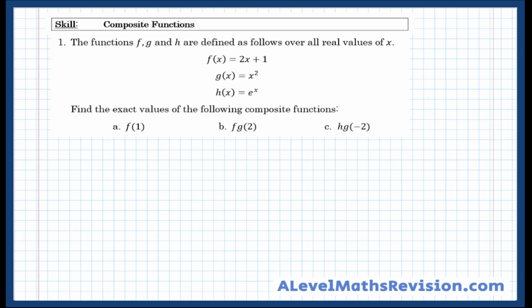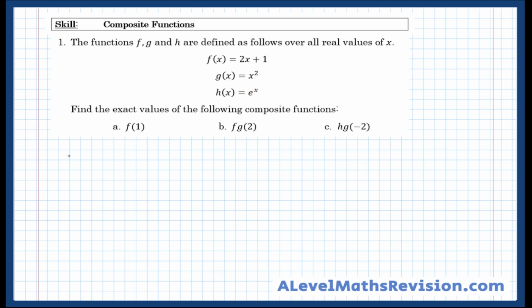So this example says the functions f, g and h are defined as follows over all real values of x. So f of x is 2x plus 1, g of x is x squared, and h of x is e to the x. So what this is saying is that f takes whatever we feed into it, doubles it, then adds 1. G takes whatever we feed into it and squares it. H takes whatever we feed into it and e's it.